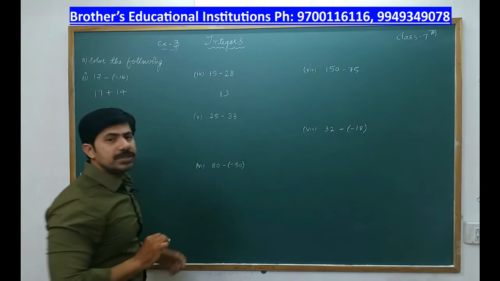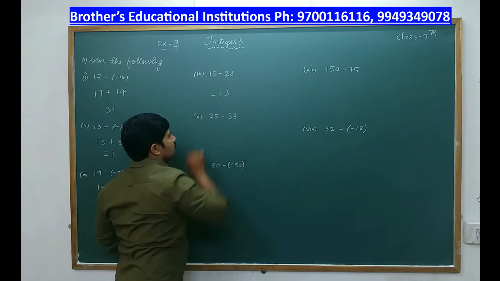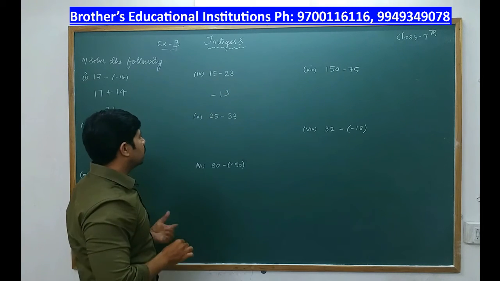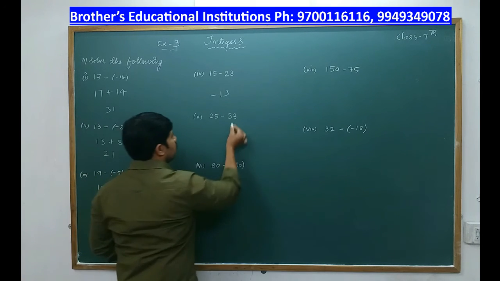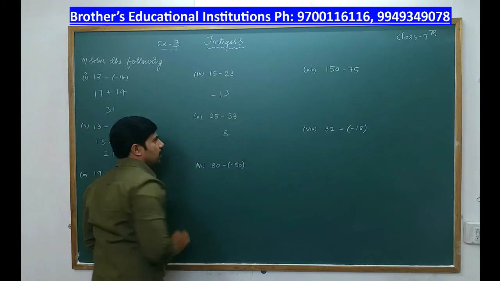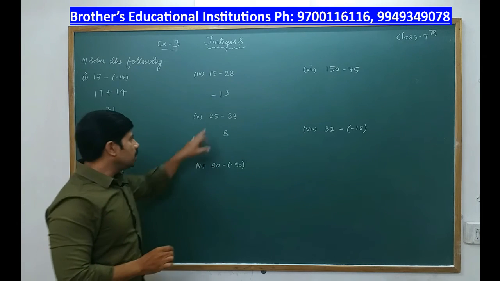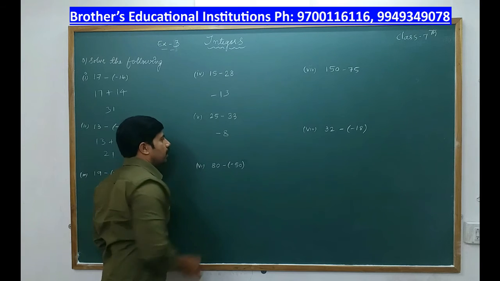After writing, which is the bigger number? 28, it is having a minus sign, so put a minus sign. Then after that, 25 minus 33, so what we do is 33 minus 25: 13 minus 5 is 8, 2 minus 2 is 0, so we get 8. But in these two, which is the bigger number? 33, so it is having a minus sign, so put a minus sign.